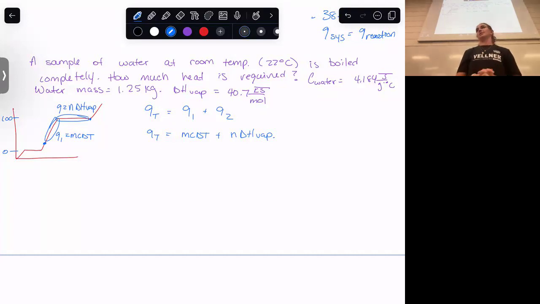Like the final answer, you just give us joules. It'll be joules or kilojoules, depending on the heat and the substance used, right? So for water that has a pretty high vaporization and a pretty high specific heat, this one is usually kilojoules, but something might have a lower specific heat. So then it doesn't take as much heat. So then it's just joules. But it's always going to be some sort of.